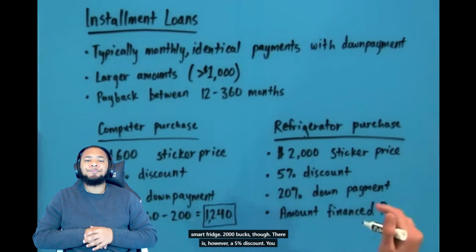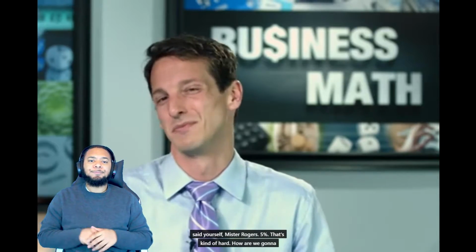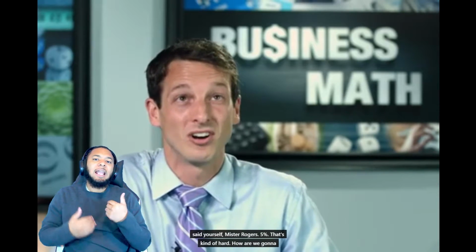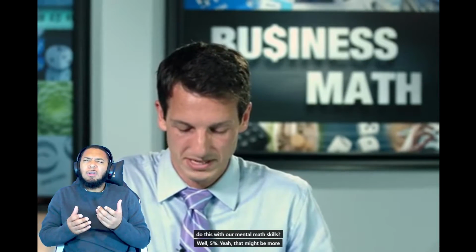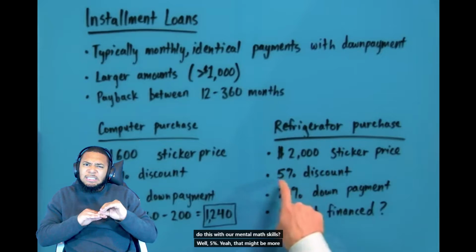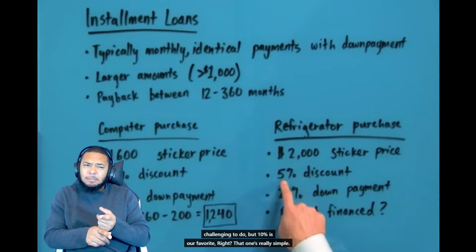There is, however, a 5% discount. You say to yourself, Mr. Rogers, 5%, that's kind of hard. How are we going to do this with our mental math skills? Well, 5%, yeah, that might be more challenging to do, but 10% is our favorite, right? That one's really simple. 10% is like our North Star. If we can take 10% off something and then adjust that amount to get down to what we want, we can really rock it in this course.